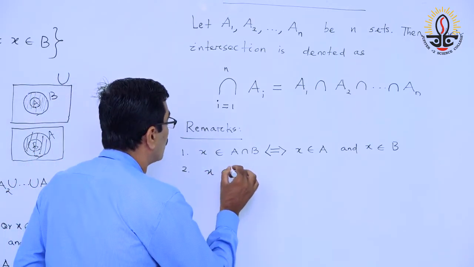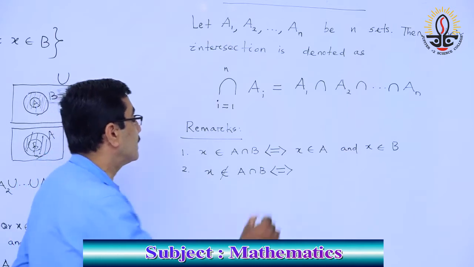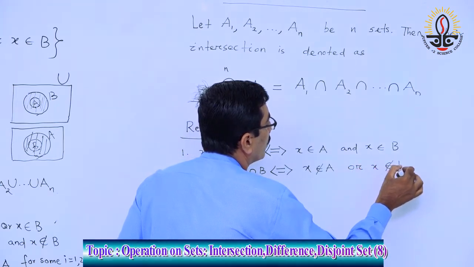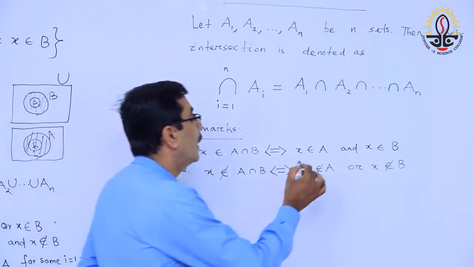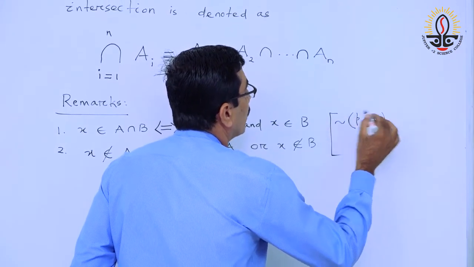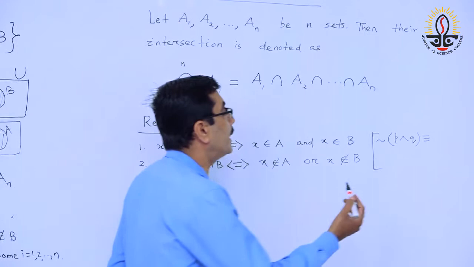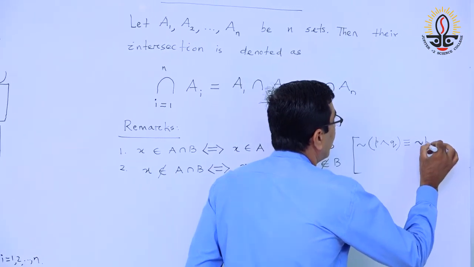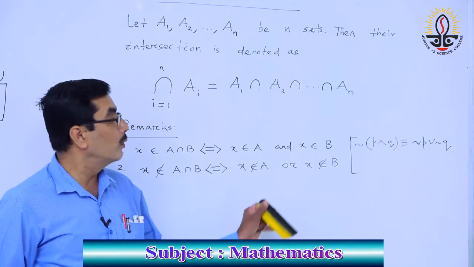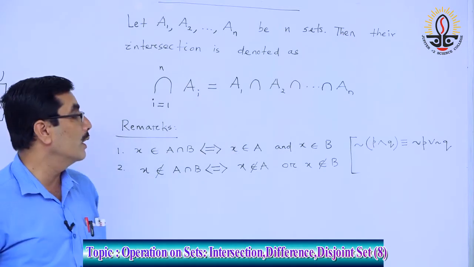Then x does not belong to A intersection B implies and is implied by x does not belong to A or x does not belong to B. Why? Because, as you know from the mathematical reasoning chapter, the negation of P conjunction Q is equivalent to negation of P disjunction negation of Q.